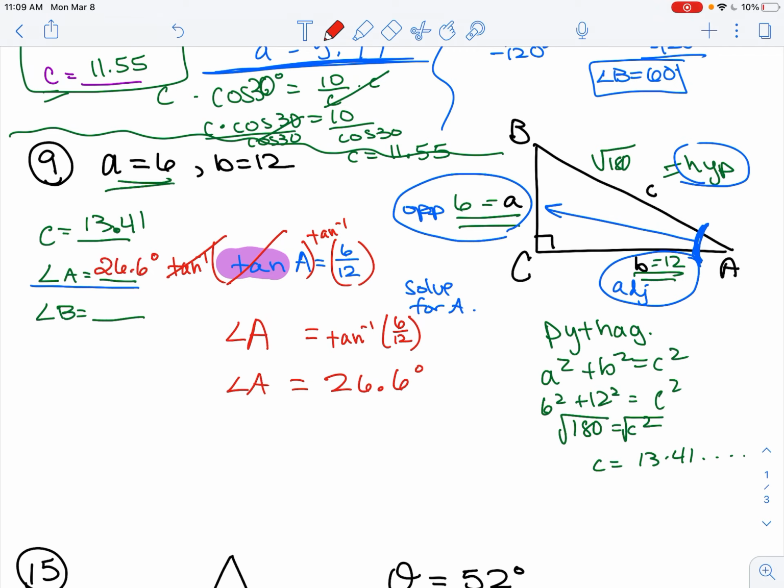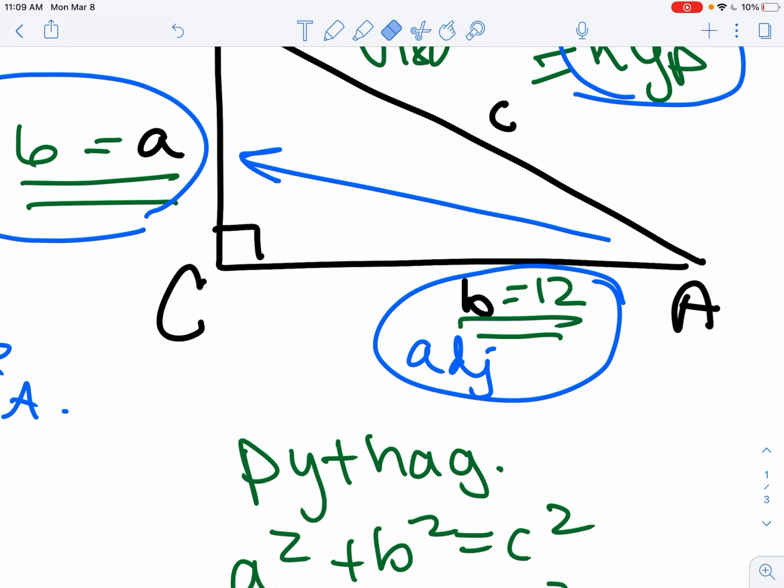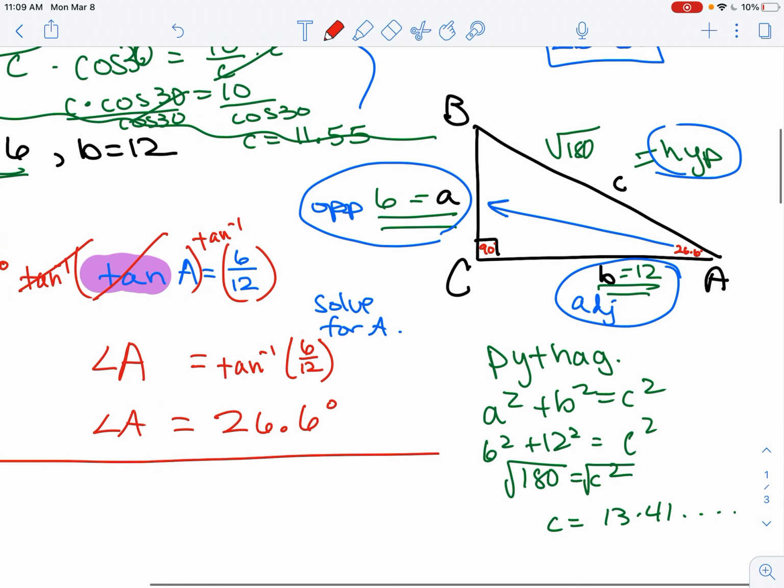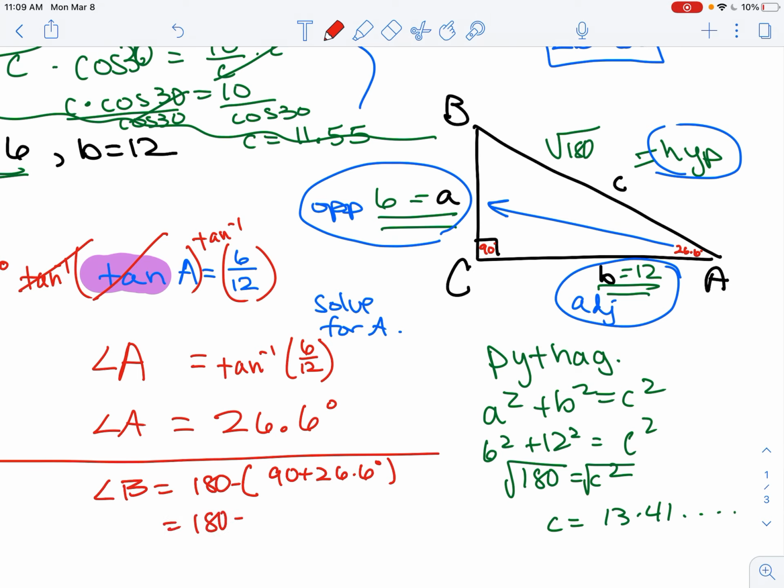What's nice about this is now I know 2 out of the 3 angles. So if I know angle A is 26.6 degrees, I can find the other 1 angle. So I'm going to erase this a little bit. Sorry, I messed it up. Here's 26.6 degrees. So if I know this is 90, I can subtract those from 180 and find angle B. So I know angle B equals 180 minus 90 plus 26.6 degrees, because 180 is the entire triangle.